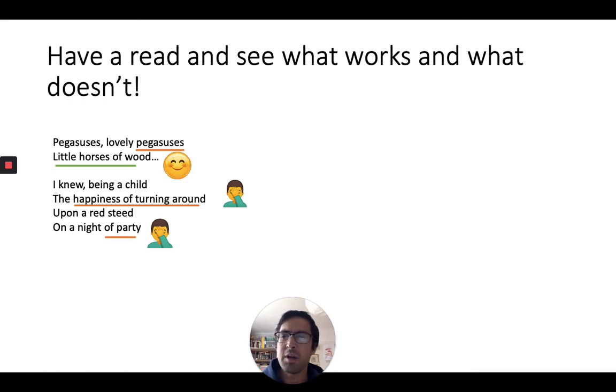However, there are some quite good lines. Little horses of wood. Sounds perfectly nice. And upon a red steed, I think that sounds very poetic. I think it's very grand sounding, very heroic. So there we go. That's our rough translation. We know the things about it that are good and the things about it we have to improve to make our translation good enough to enter into the prize.